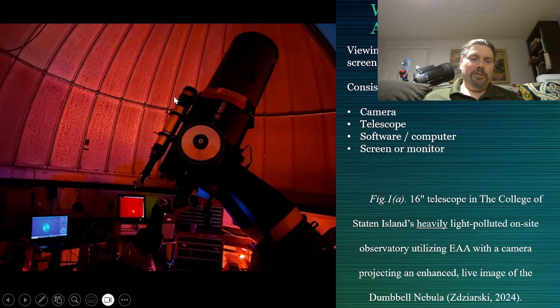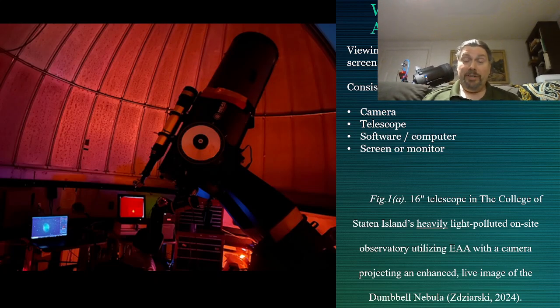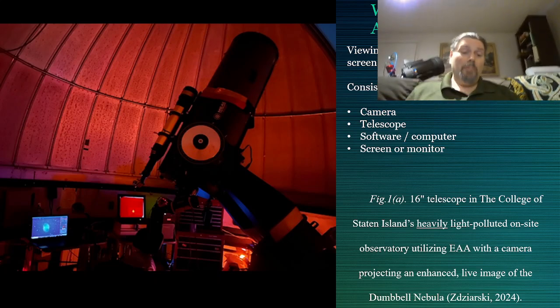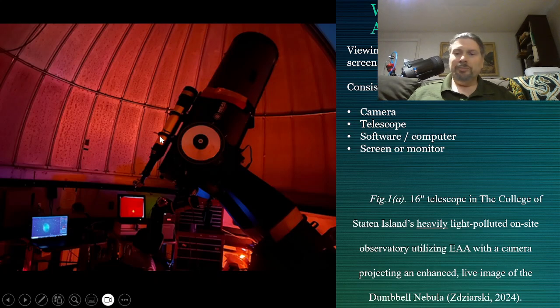So this is the idea here. The difference is you can see it in color. You can see it in great detail compared to the human eye, even if you were at a dark sky site. And you can have multiple people standing around it instead of one person being at an eyepiece at a time. It's good for large groups.